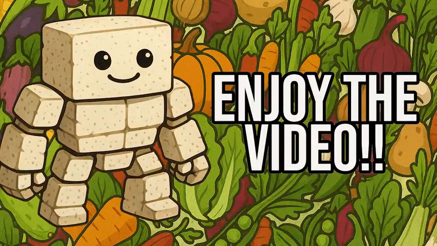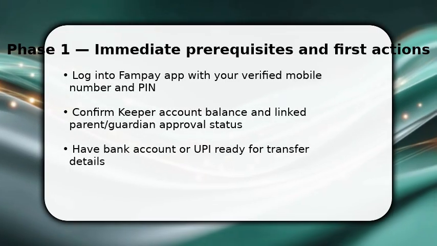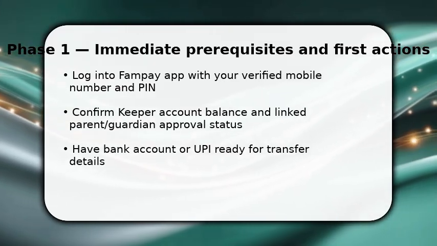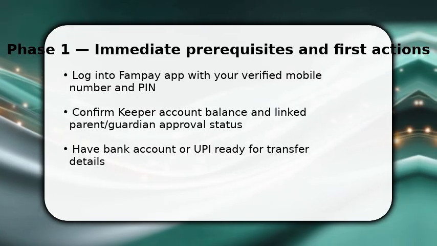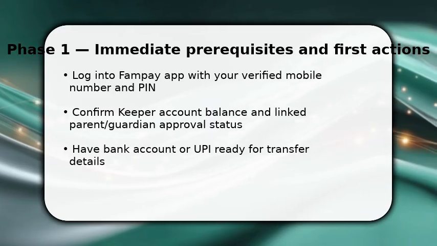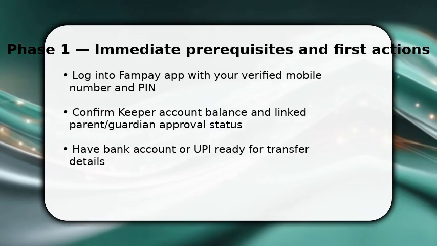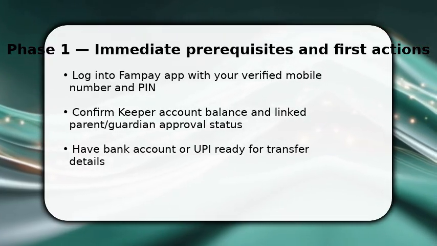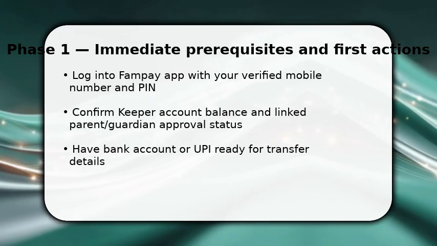Please enjoy the video. You start by opening the Fampay app and confirming you're logged in. This ensures you can see the Keeper balance at once. Next, verify whether the Keeper withdrawal needs Guardian approval, because that controls the path you take. Once done, prepare the destination, a bank account or UPI ID, and note exact details to avoid failures.